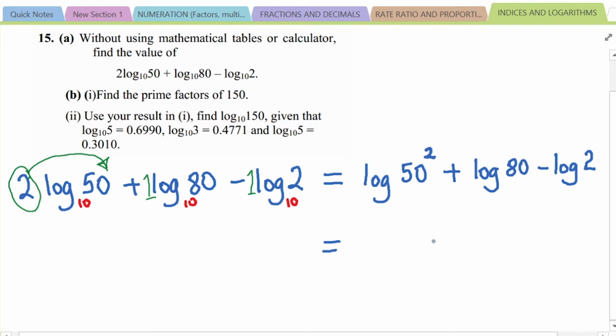So that's going to be equal to, since the logarithms all have the same base, I'll maintain that logarithm. So it's going to become log to base 10. Let me just put the 10s there.